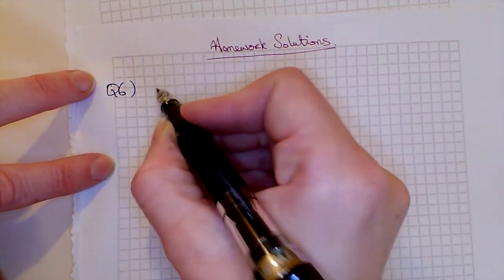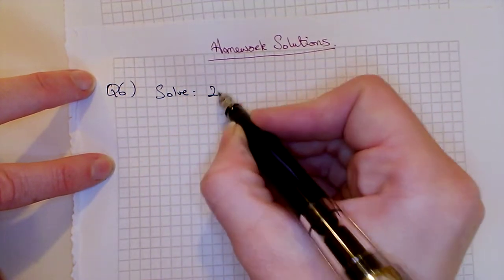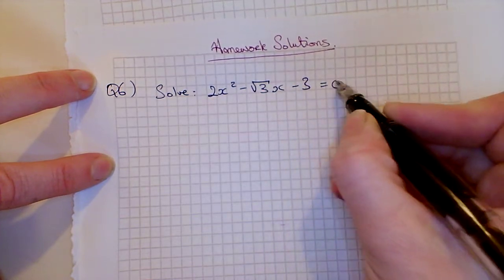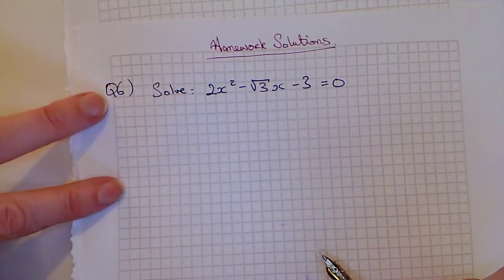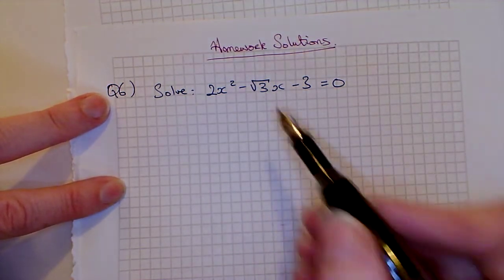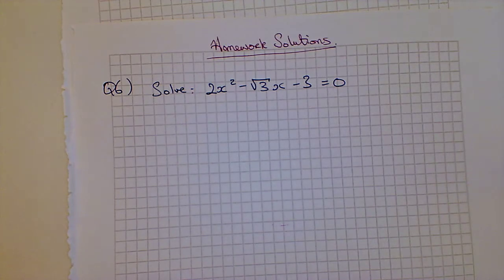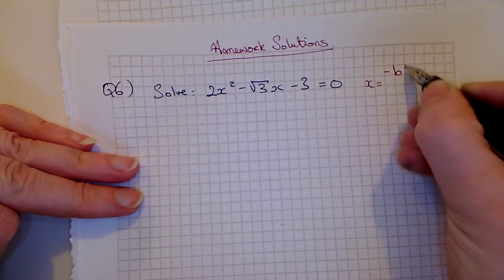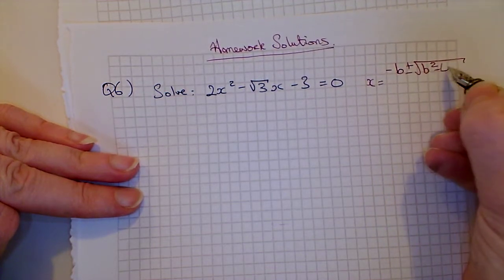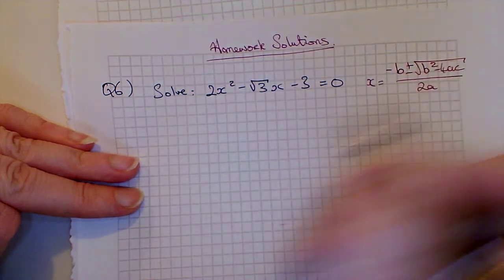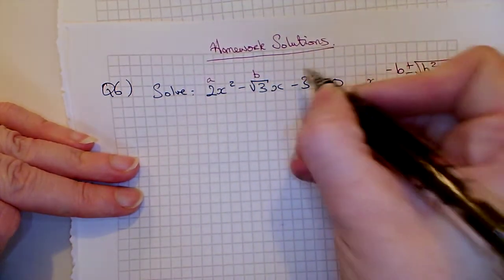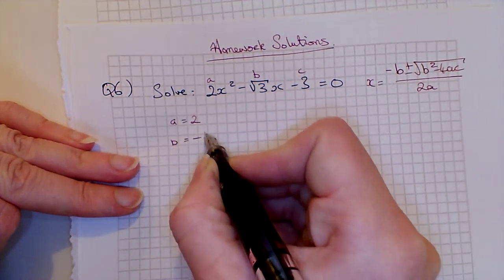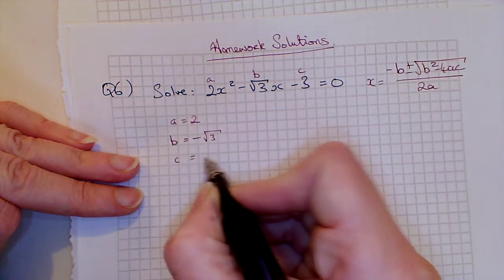It's question 6, and you were asked to solve 2x squared minus root 3x minus 3 equal to 0. So a question like this can't be solved by factorizing because one of our coefficients is an irrational number. So we have to use the minus b formula. X equals minus b plus or minus the square root of b squared minus 4ac all over 2a. Okay, the coefficients are numbers. A is 2, b is minus the square root of 3, and c is minus 3.